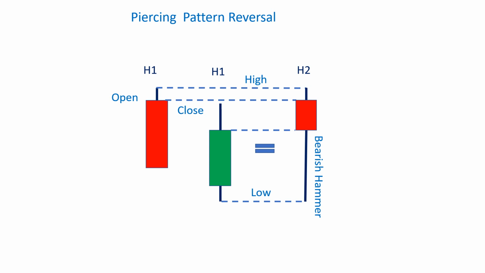You know that the color is not important because the body of this hammer compared to the lower shadow is very small. So this bearish hammer has a very strong bullish power. Now these two candles are nothing but a piercing pattern reversal. So you see, you do not have to remember the pattern, and you can blend them with your own naked eye in a few seconds and jump into the trade.